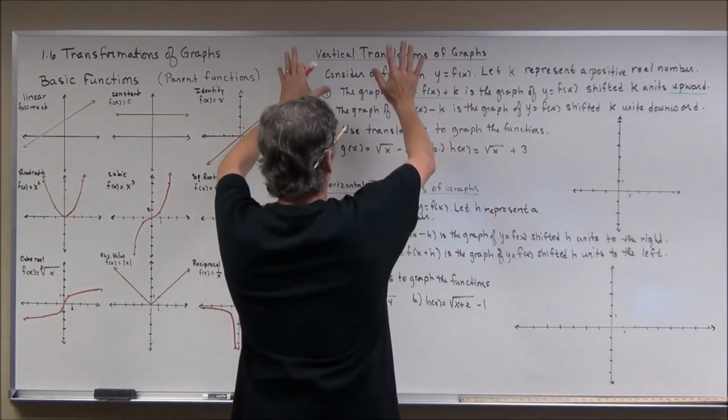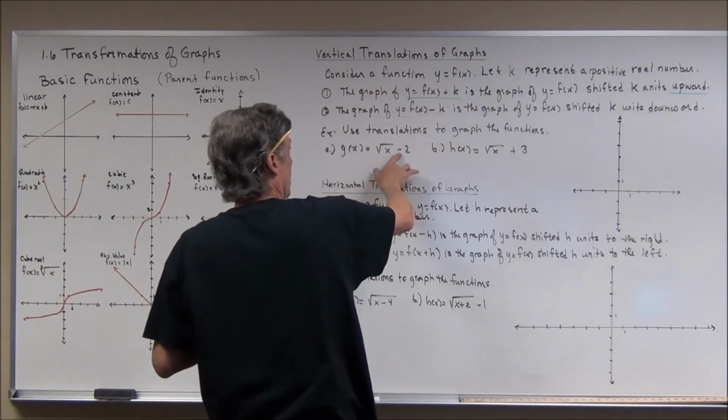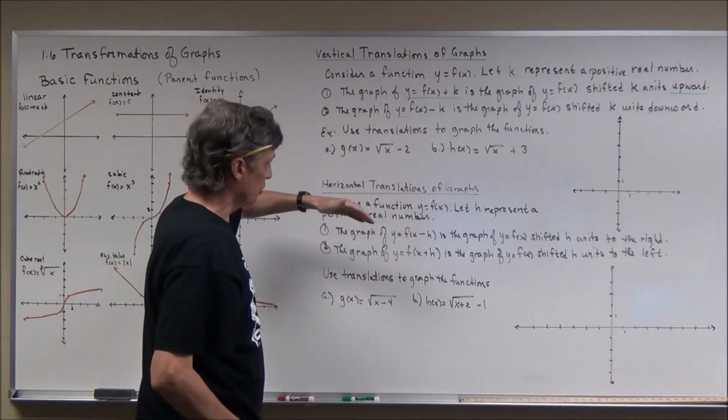Slide back and forth, upward, downward. In this case, we're doing vertical shifts. We're going to slide it upward or downward. With a -2 there means that the graph has been shifted down 2 units.